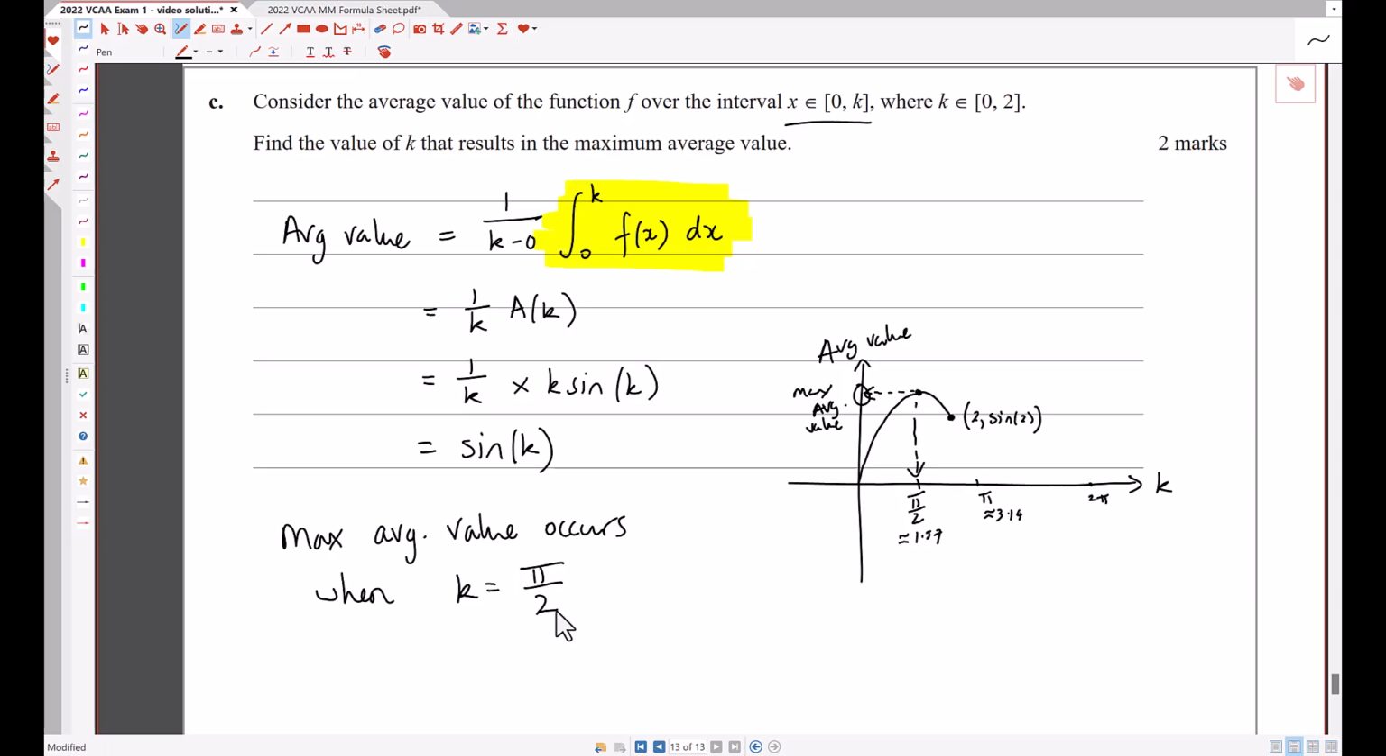It's only a 2-mark question, so I suspect the first mark would be for setting this up, but I think that's possibly not going far enough. I think you'd need to make the connection to A of k, and so therefore I think actually it would just be for working out that the average value is sine of k, and then the value of k that gives the maximum average value, given that k is between 0 and 2. And that is the end of exam 1.